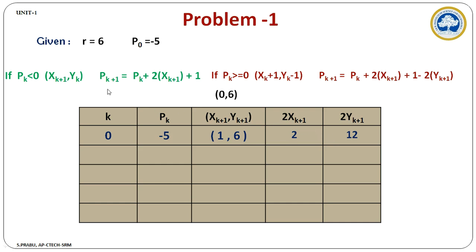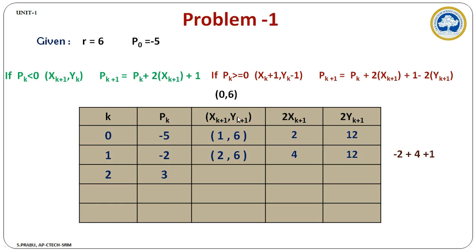Then we find the next decision parameter, in which we use the previous decision parameter, that is minus 5. So minus 5 plus 2, then plus 1. So we get minus 2, and again we get a negative value. So we have to increment the x coordinate value and keep the same y coordinate value. So the next possible coordinate values are 2, 6. Multiplying by 2, we get 2 into 2 is 4, and 2 into 6 is 12. Then find the next decision parameter. So minus 2 plus 4, then plus 1. We get plus 3.